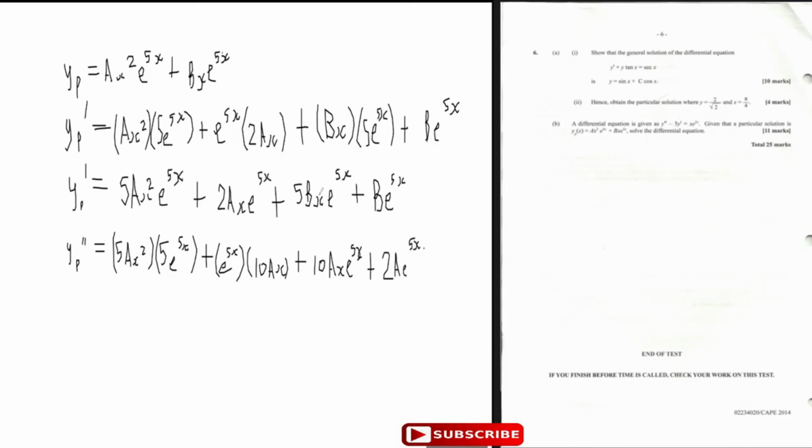Plus, to differentiate 5bx e to the 5x, we keep the first times the derivative of the second. 5 times 5 gives us 25bx e to the 5x, plus keep the second, e to the 5x, times the derivative of the first, which is 5b. So that is plus 5b e to the 5x, plus the derivative of b e to the 5x, which is 5b e to the 5x.